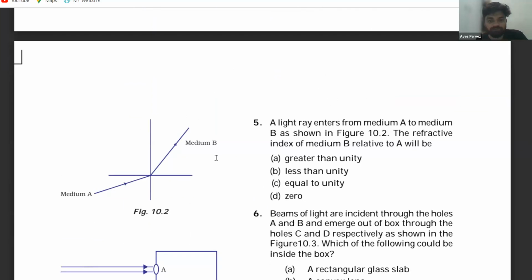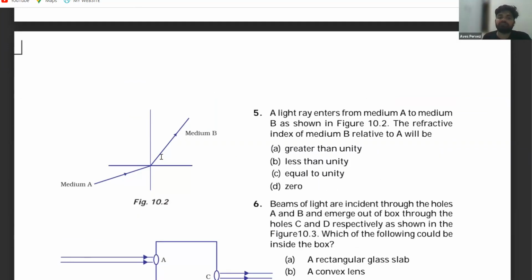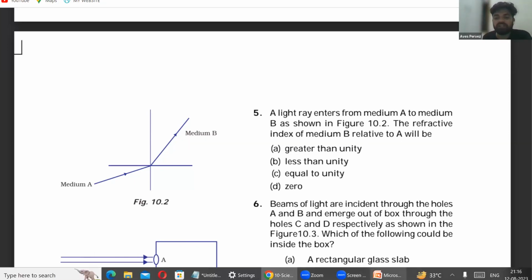For example, this one. Take this medium. This medium is A and this medium is B. Light enters from medium A to medium B. Light is entering from medium A to medium B. The refractive index of B relative to A. Let me explain one more thing here.